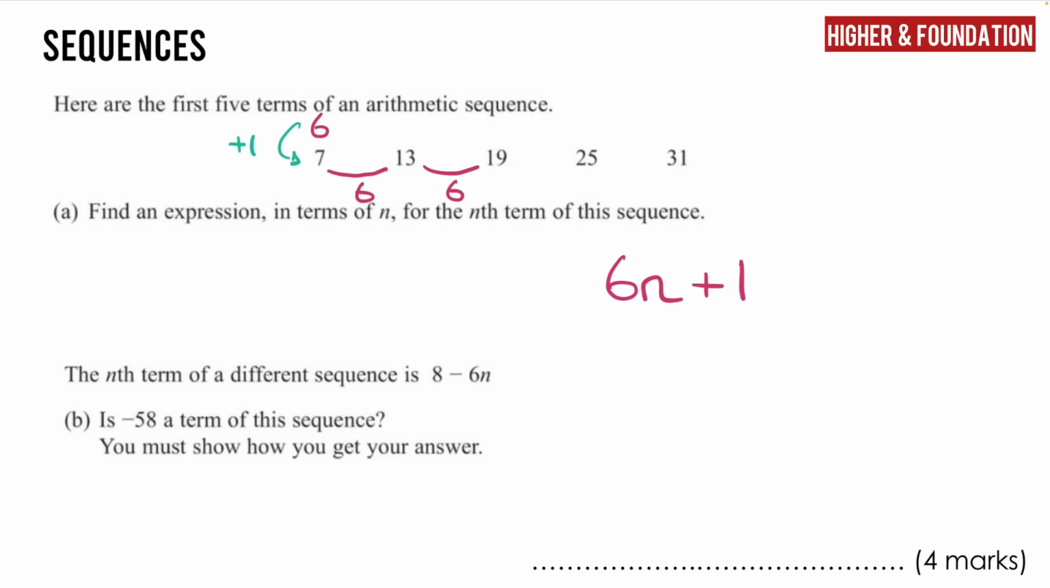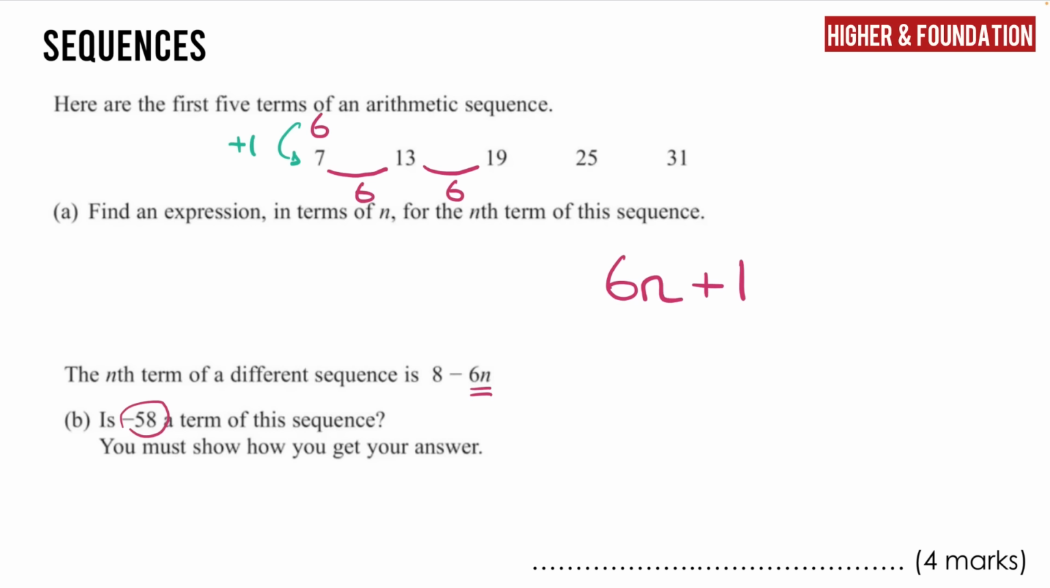On part B here, we're asked that a different sequence is given the term 8 minus 6n. Is negative 58 a term in the sequence? And you must show how you get your answer. Now you can solve this by making an equation, but it's actually quite nice just to substitute values of n and see if we get close to negative 58.